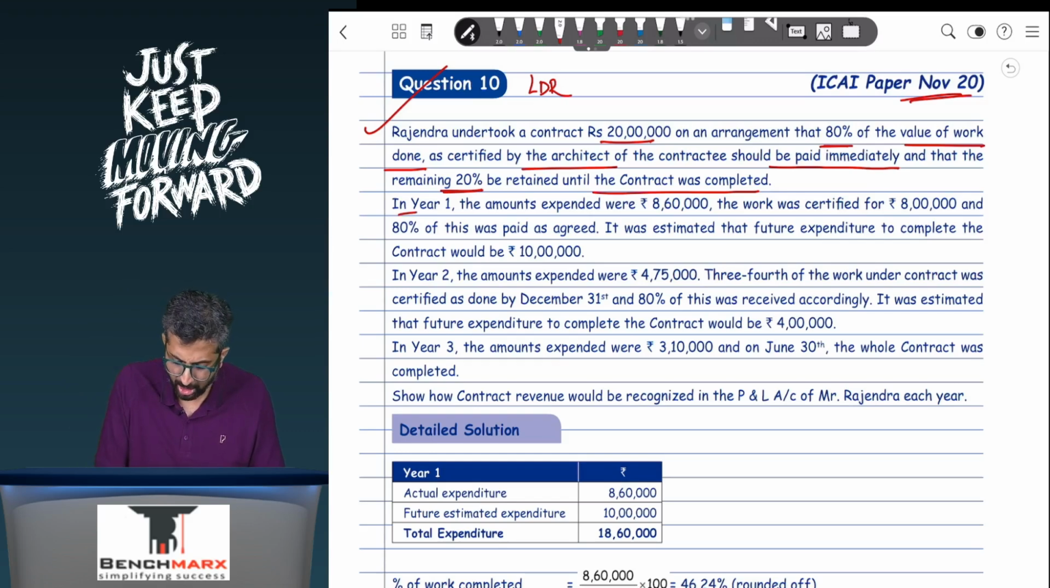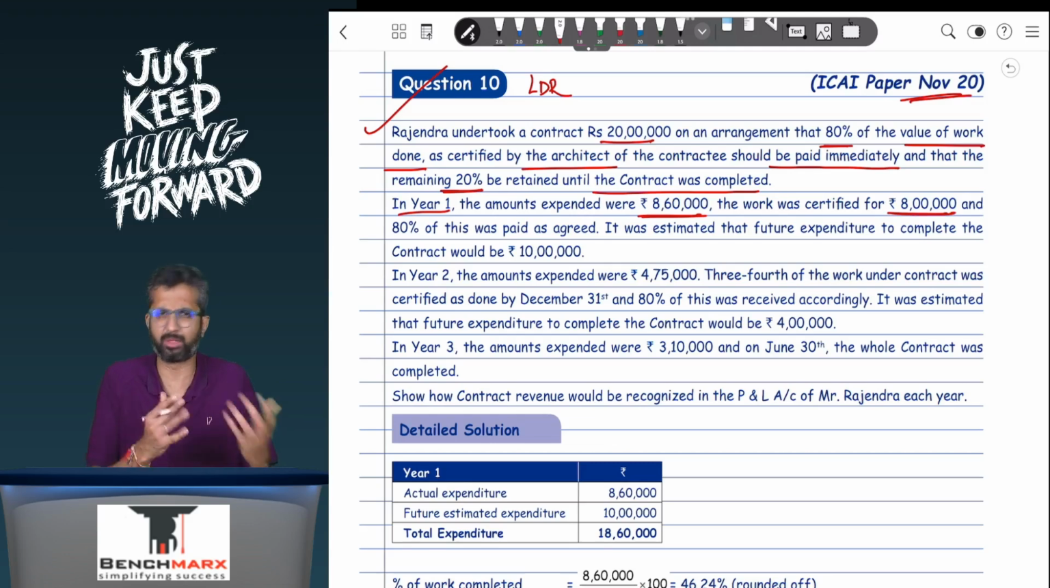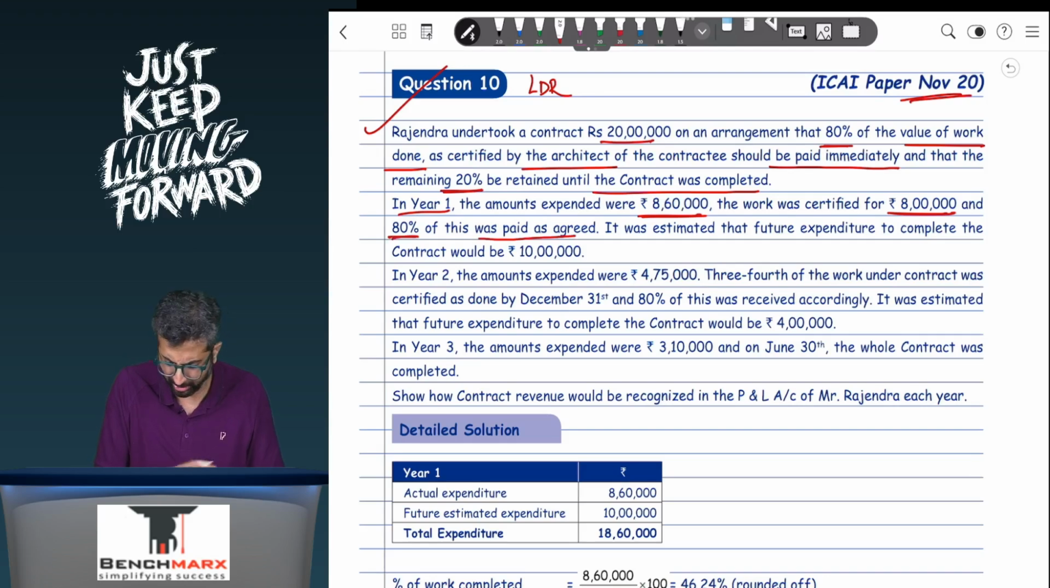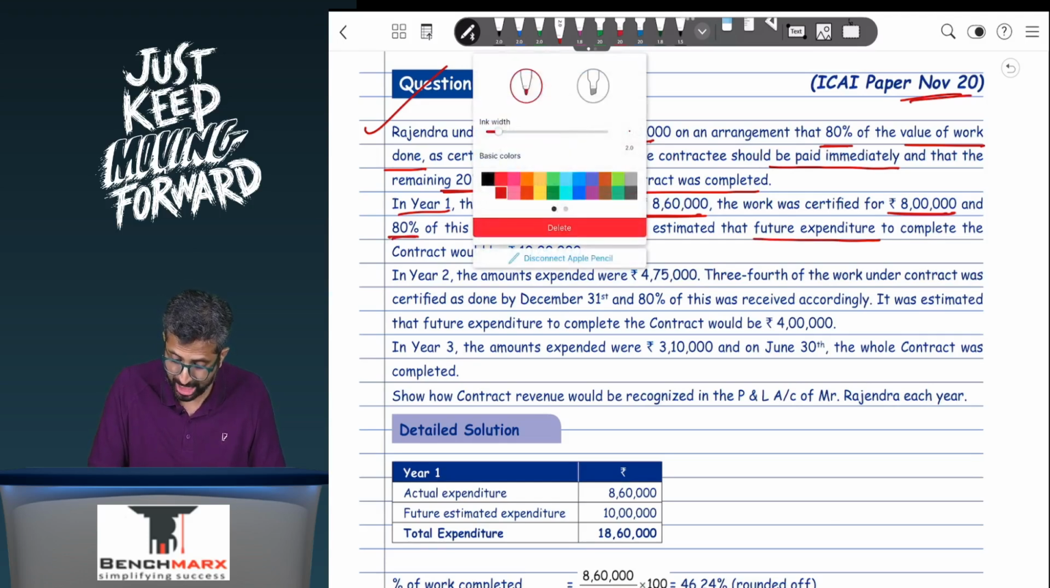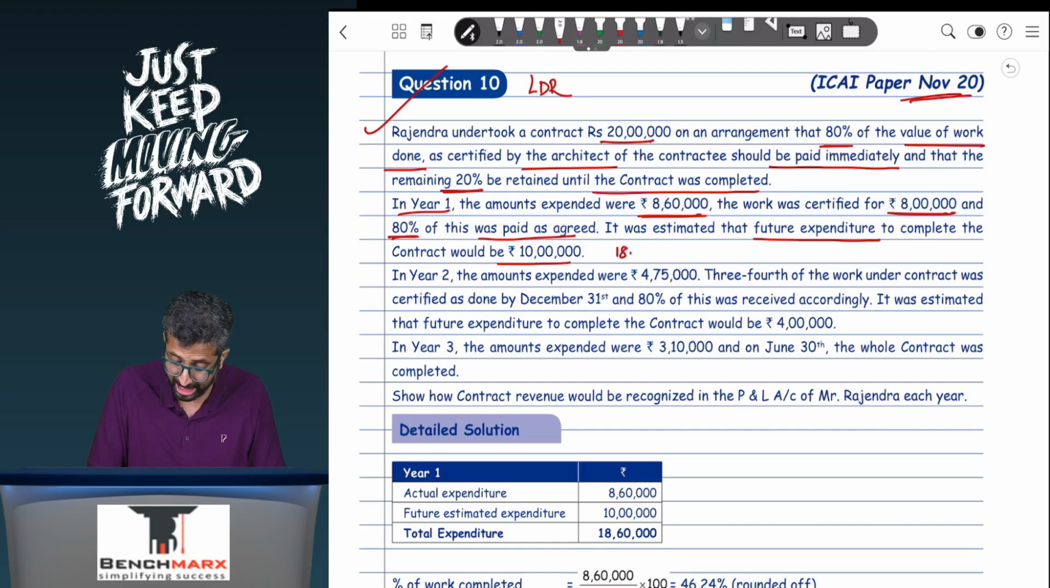In year 1, the amounts expended were 8 lakh 60, that is money spent. The work certified was for 8 lakhs. So for 60,000 you have not got a certificate, but basically 8 lakh 60 is your cost incurred. 80% of this was paid as agreed. It was estimated that the future expenditure to complete the contract would be 10 lakhs. So your total estimated cost would be 8 lakh 60 plus 10 lakhs, that is 18 lakh 60. Compared with 20 lakhs, the project is profitable, no provision is needed.